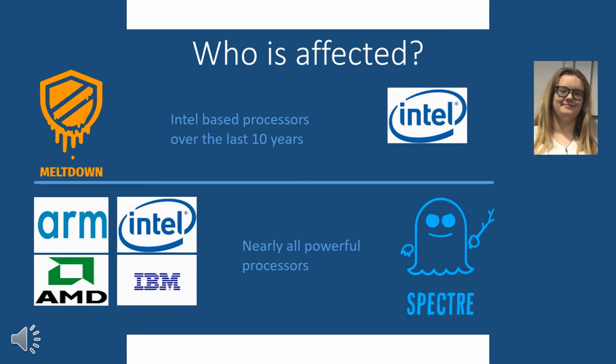Meltdown breaks into a computer system by reading their kernel memory from user space, whereas Spectre reads the contents of memory from other users running programs.